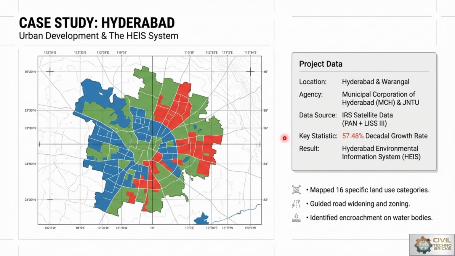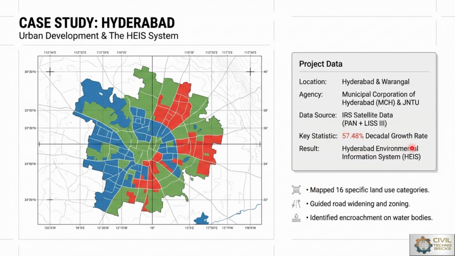Here, from the case study point of view, we see Hyderabad city, from the urban development point of view. We check the project data, that is the location of Hyderabad and Warangal, and the agencies working in that premises, that is the Municipal Corporation of Hyderabad and JNTU, Jawaharlal Nehru Technical University. The data source required is the Indian remote sensing satellite data based on PAN plus LISS 3. So the key statistic is a 57.48% decadal growth rate, which will be monitored with reference to zones like green color, orange color, blue color.